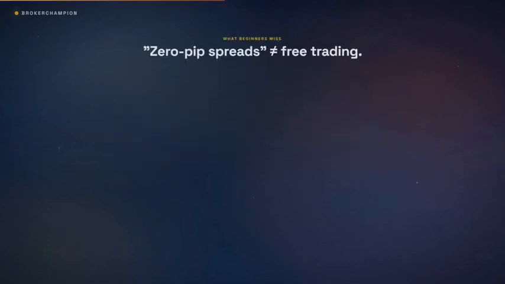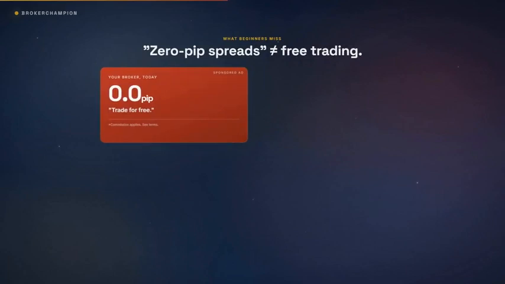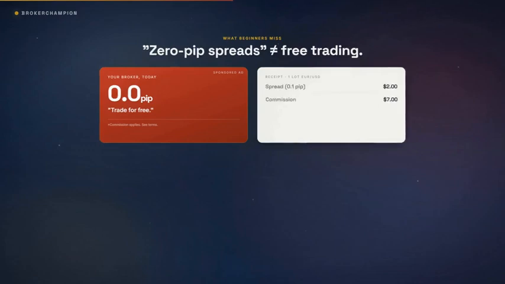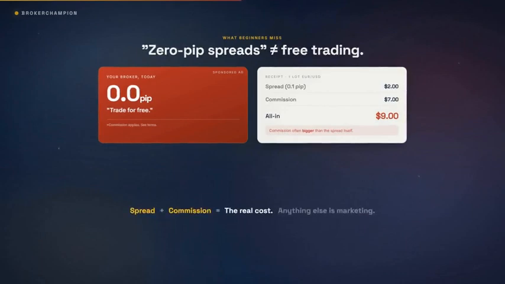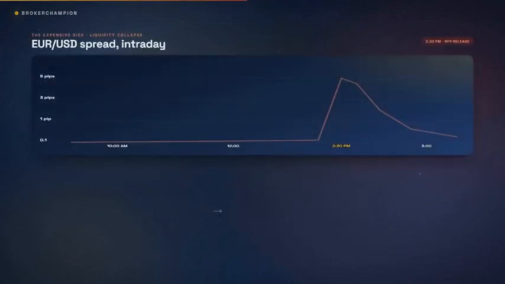This is the mechanism most beginners miss. They see 0 pip spreads in an ad and assume free trading. The commission lives in a separate line item, and on a raw spread account, it's often bigger than the spread itself. So when you compare brokers, add both lines, spread plus commission. Anything else is marketing. That's the calm side of the story. Here's the expensive one. Spreads aren't static, they're a live function of liquidity, and liquidity collapses during major news releases.